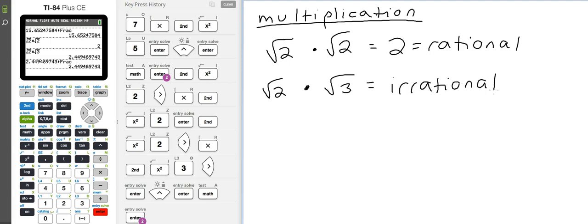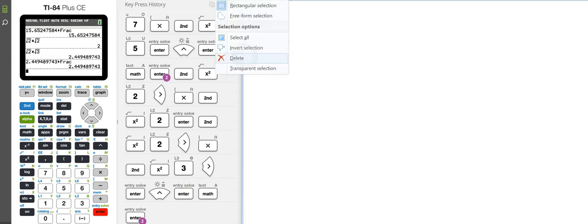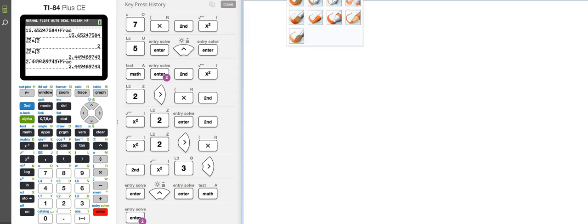So we had a scenario where two irrational numbers gave us a rational product, and a scenario where two irrational numbers gave us an irrational product. So you always have to test when you're multiplying two irrational numbers by each other. You have to test on your calculator: will this give me a rational product or an irrational product? Let's move on to division. Let's clear the screen. And let's move on to division.